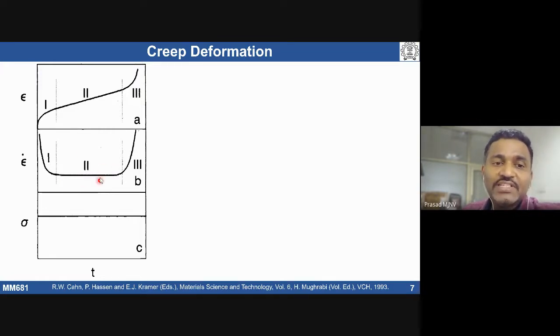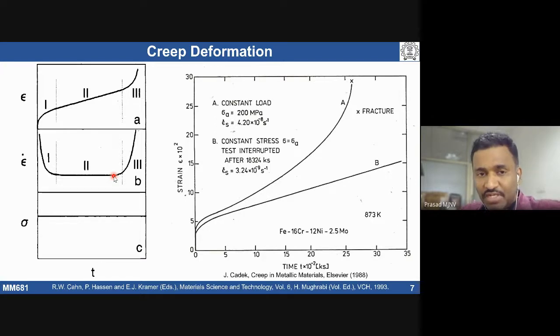For fundamental, scientific understanding, the steady state creep rate has to be known. Then we can know how long a particular material is going to survive under a given set of temperature and stress conditions. We can deform material under constant load or constant stress, but for fundamental understanding, one has to deform material at a constant stress.